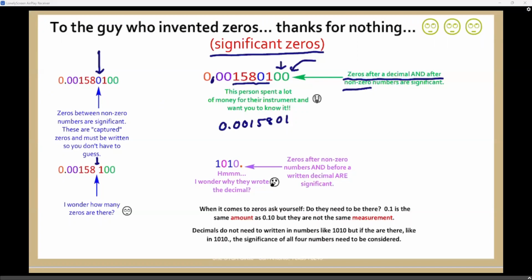The last zeros that are significant are zeros after non-zero numbers, but before a written decimal. Again, I could write the number 1010 without the decimal. It's implied, okay? But when I write the decimal, what I'm telling you is, let's say that this is a measurement of mass, I am certain that what I measured is exactly 1010 pounds, whereas here I would say, okay, well, it's about 1010 pounds. Okay, and so again, remember, significant figures aren't just telling you the value or the magnitude, they're telling you what? The precision of the instrument.